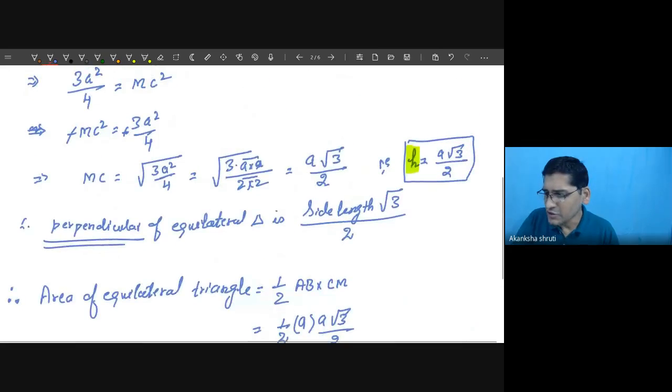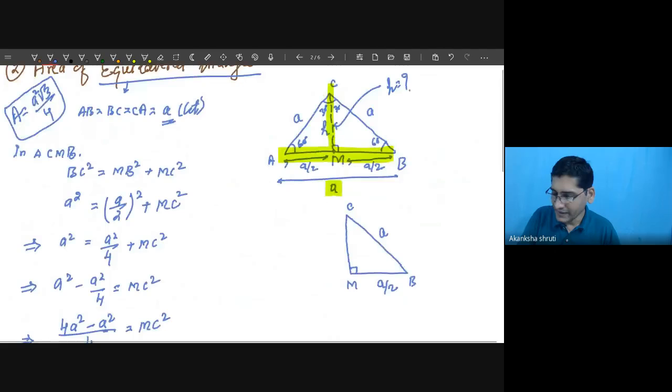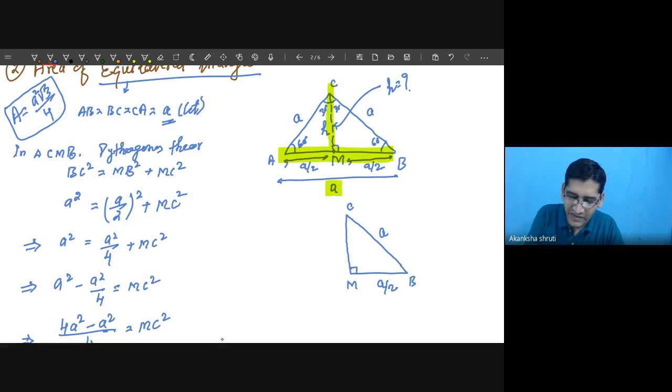Sometimes the perpendicular is also asked. Then the calculation has to be done as we have done. Divide the triangle into two parts by drawing the perpendicular. Take one of the triangles, apply the Pythagoras theorem. So here, by applying the Pythagoras theorem, we had calculated their perpendicular length CM. Okay, so this is an important thing that we need to keep in mind.